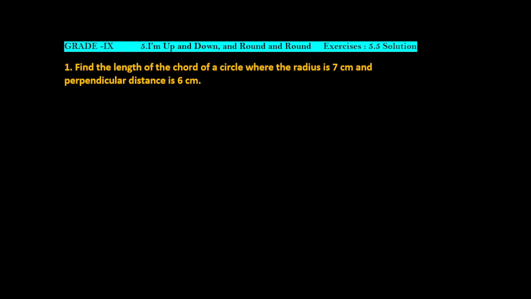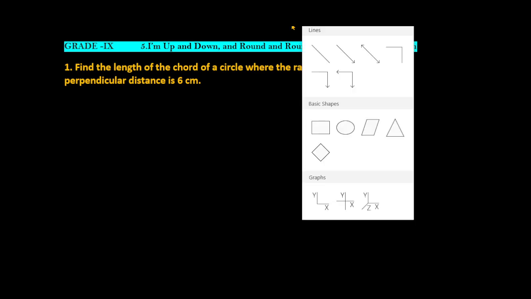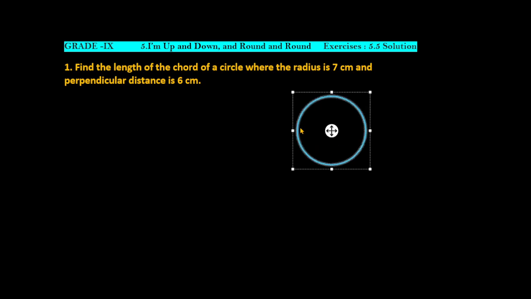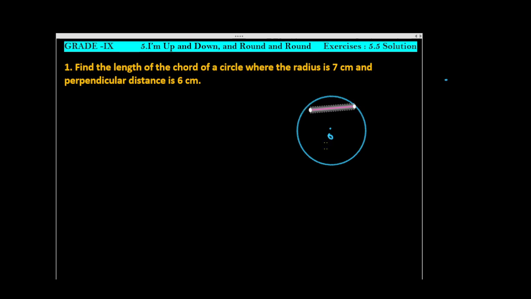First question: find the length of the chord of a circle where the radius is 7 centimeter and the perpendicular distance is 6 centimeter. So if we take a circle with center O, then take a chord. This is the chord. We need to find the chord length.